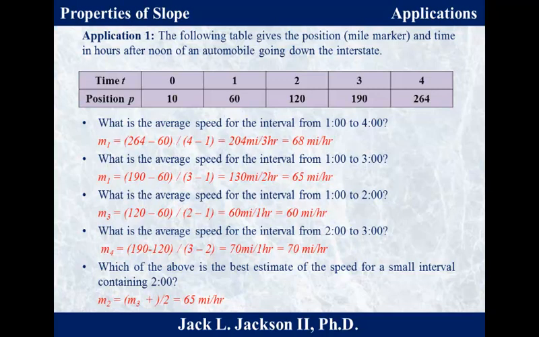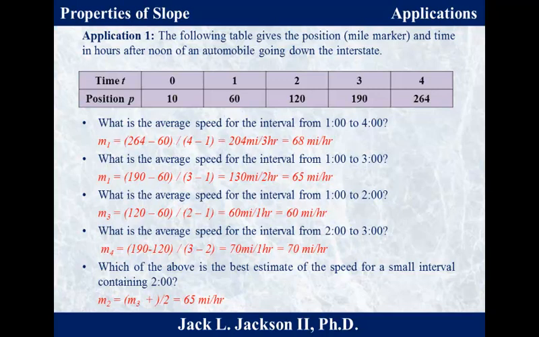Okay, so for example, going from say 2 to 4 wouldn't be as good as from 2 to 3. But there's no reason why 1 to 2 would be any better or worse than from, say, 2 to 3. So you'd think the slope from 1 to 2 would be about as good an estimate as from 2 to 3. So you might get a better estimate by just averaging those two. So if you take 60 plus 70, divide by 2, you get 65 miles per hour.